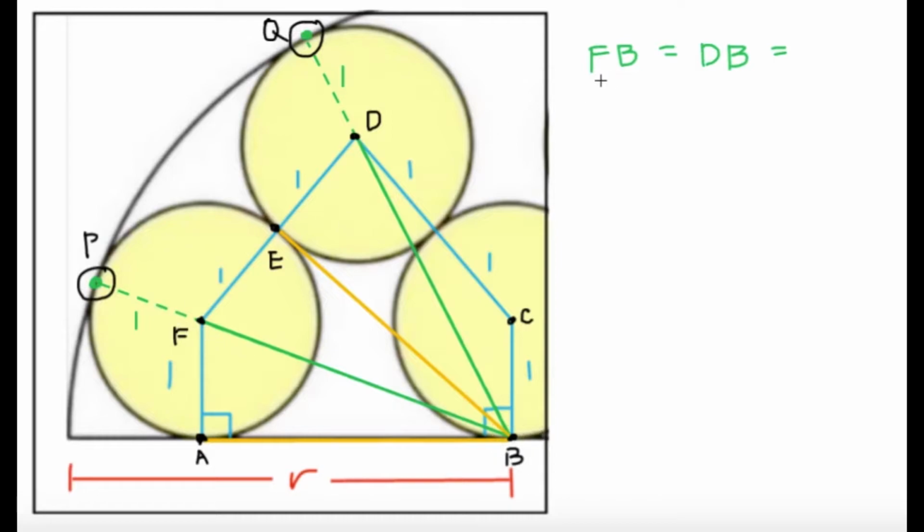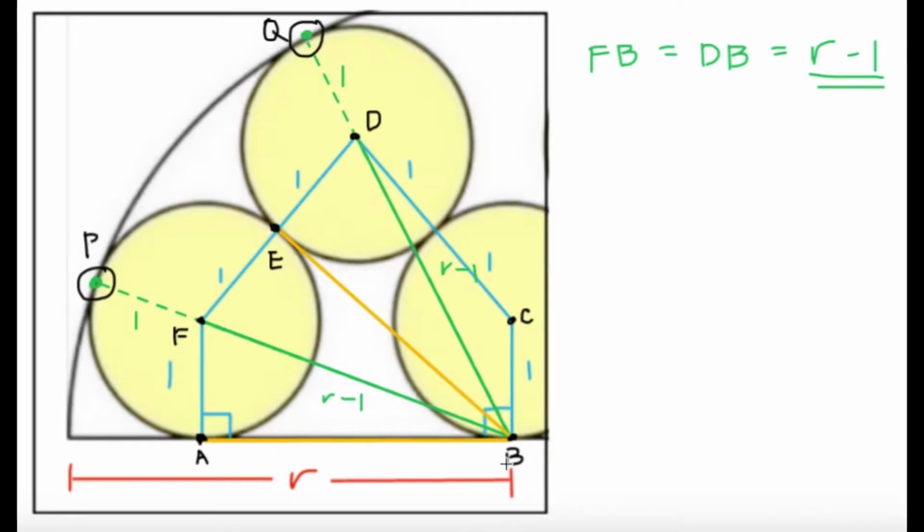We can say that FB and DB are equal to the radius of the semicircle subtracted by 1. So we subtract PF from PB, and we subtract QD from QB. So FB and DB have lengths of r minus 1. Now this brings us to focus on triangle DFB over here.